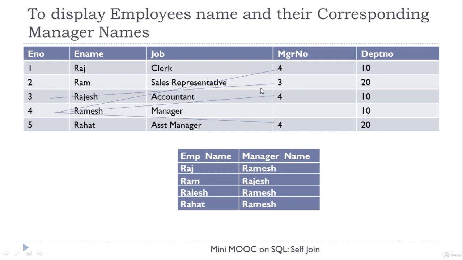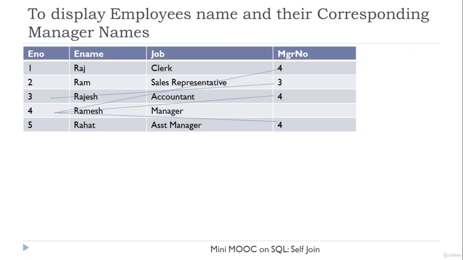From the logic of production of desired output, it is clear that here employee number column of employee table is making pair with manager number column of the same table. In this case, columns of the same table are making the pair with each other. So this is a case of self-join.